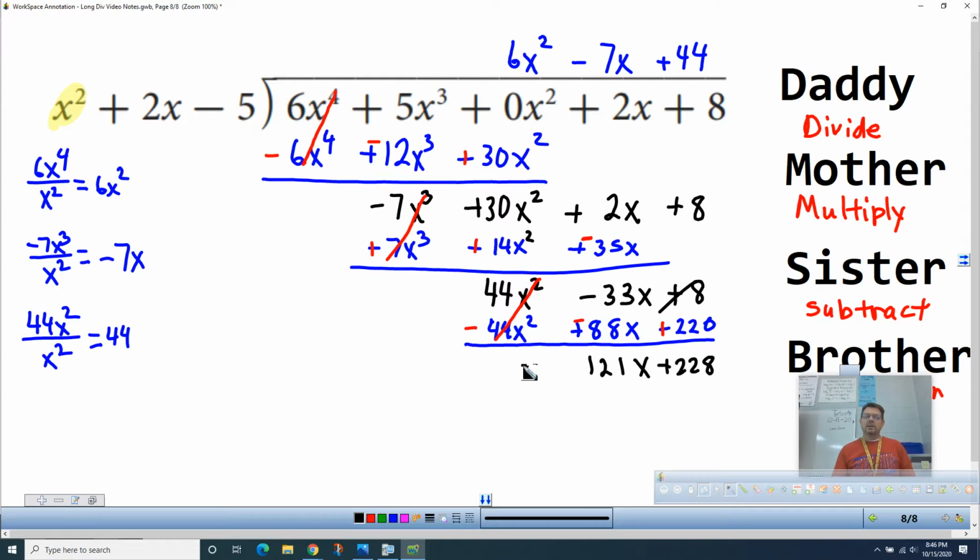And again, there's a couple of different ways you can write your answer. But the quotient here would be 6x squared minus 7x plus 44. And that makes this divisor not a factor because it did not come out even. Okay, kind of long, but just to give you an opportunity to see several examples.